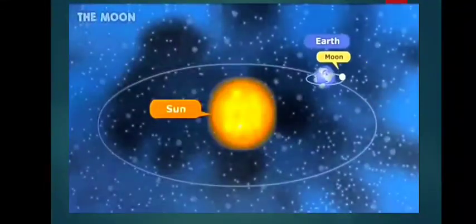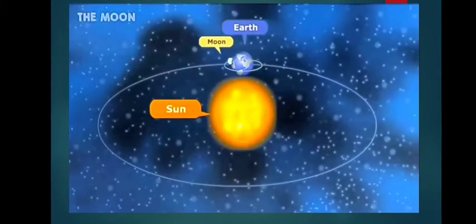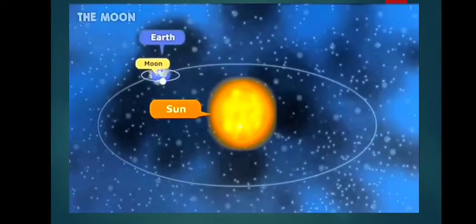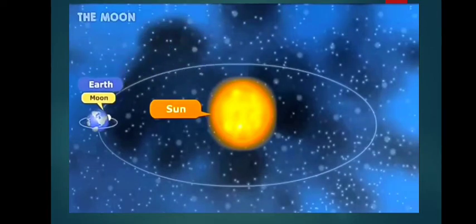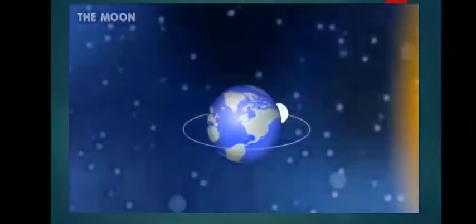See, the moon doesn't have its own light, it also gets its light from the sun. So planets and satellites get their light from the sun. And the earth revolves around the sun. Similarly, the moon also revolves around the earth.